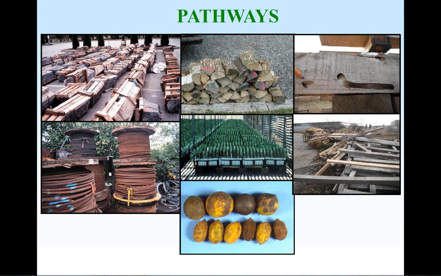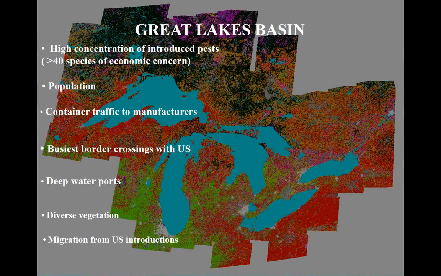The Great Lakes Basin in particular is of concern because we have a high concentration of pests. We have over 40 species of economic concern introduced in the Great Lakes area. We have a high population of people that move things around. We get lots of container traffic that I mentioned. We have lots of cross-border people moving back and forth. We have the deep water ports where the ships come in and can bring in infested material, or the logs that are used to brace the loads are piled at the ports. And we have diverse vegetation where things can get established. And then finally, if something gets established in the U.S. heartland, then it can move across into Ontario like emerald ash borer has.